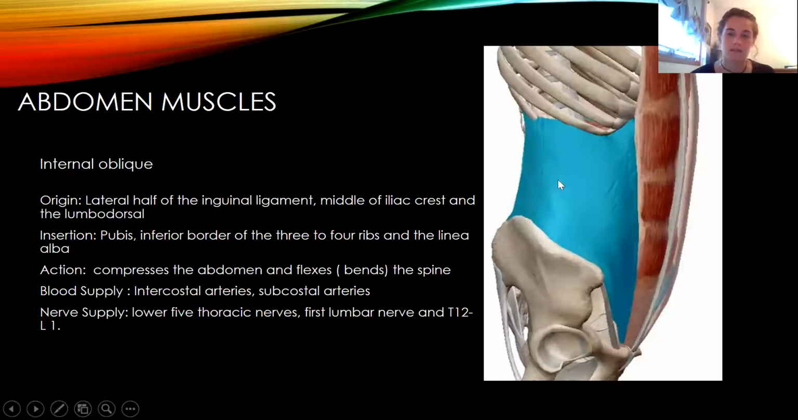Then there's the internal obliques, and the origin is the lateral half of the inguinal ligament, middle of iliac crest, and the lumbodorsal fascia. Insertion is the pubis, inferior border of the 3rd to 4th ribs, and the linea alba. The action is that it compresses the abdomen and flexes and bends the spine. And the blood supply is the intercostal arteries, subcostal arteries, and nerve supply is the lower 5 thoracic nerves and first lumbar nerve, which is T12 through lumbar 1.